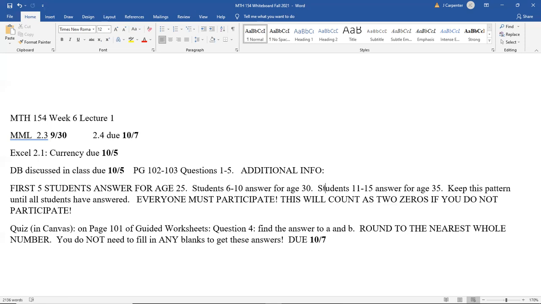If you come in and you are the second student and you answer question 3, it doesn't count and you get 2 zeros. If you are the 10th student and you answer it based on age 50, it doesn't count and you get 2 zeros. You must pay attention.